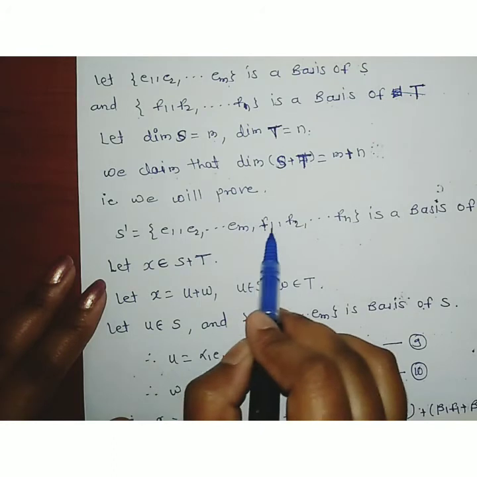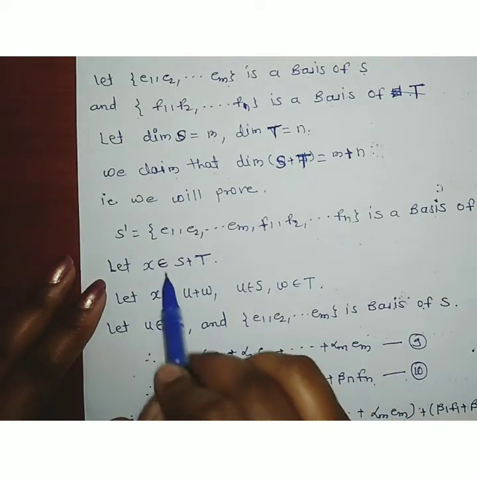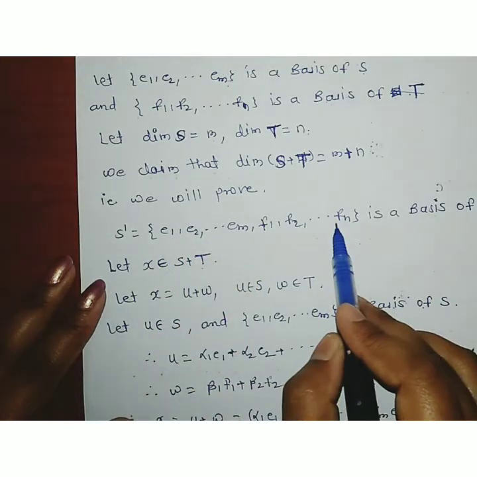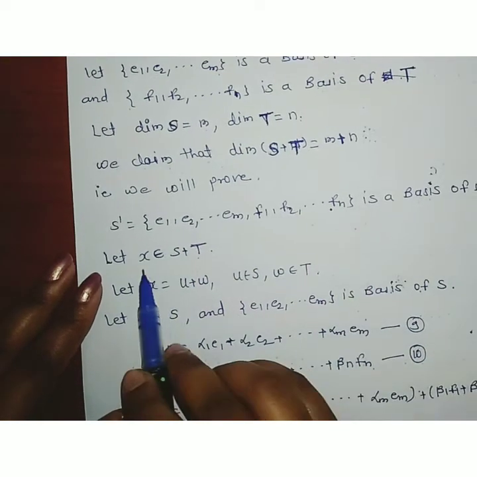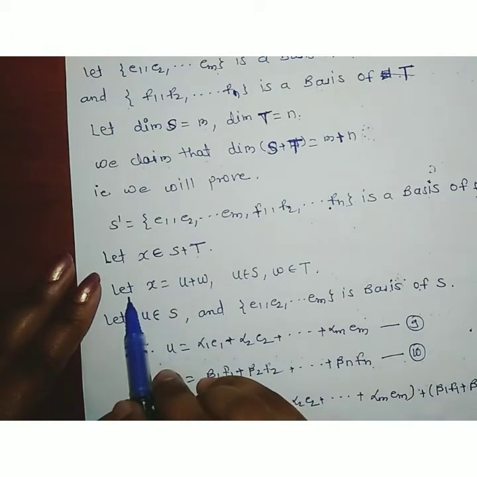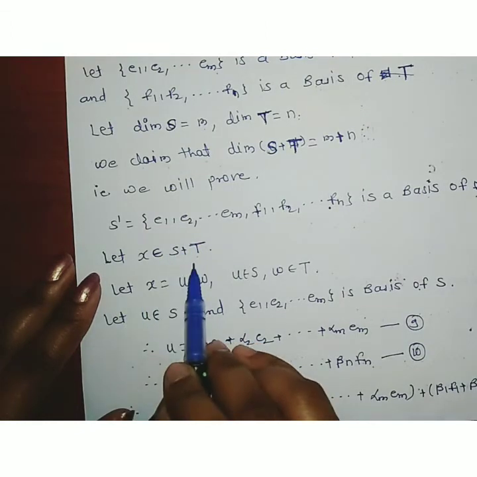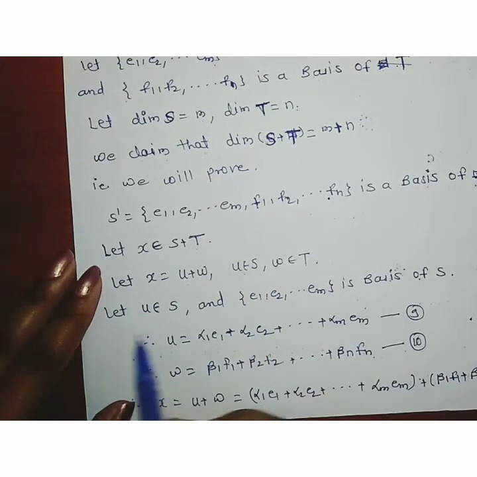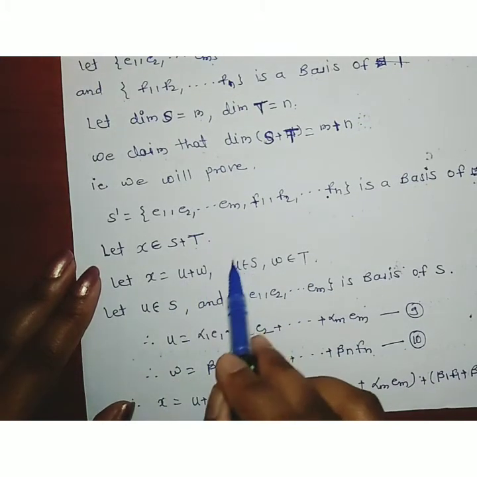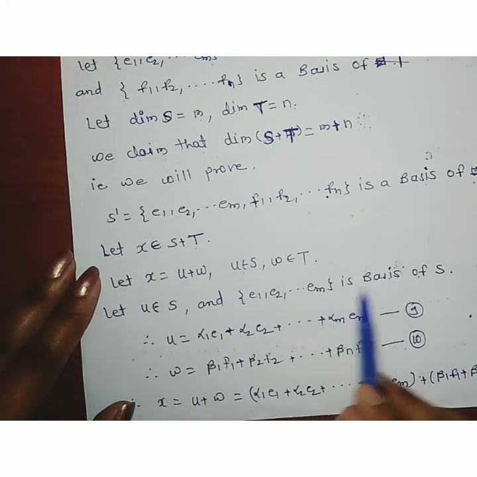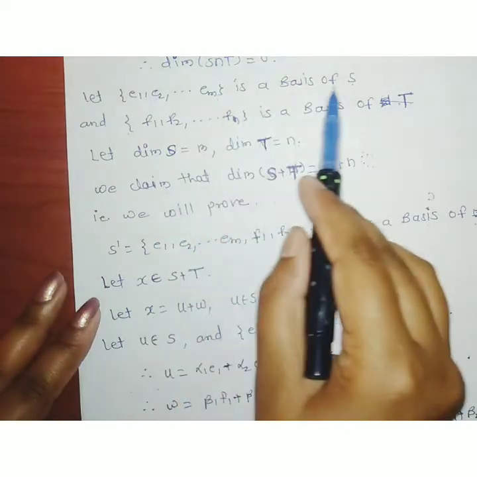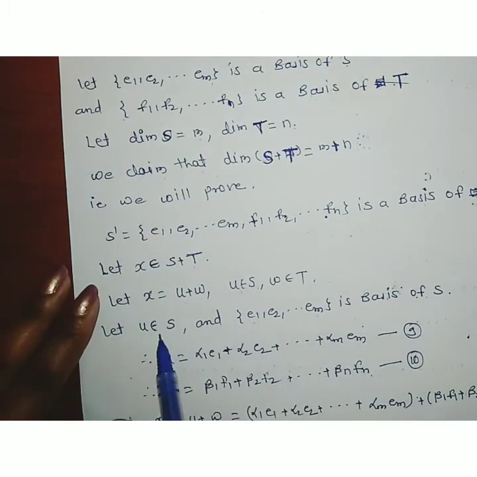For showing this set spans S plus T, we have to show that every arbitrary element X in S plus T can be expressed as a linear combination of these vectors. So consider X belongs to S plus T. Let X equal U plus W, for U belongs to S and W belongs to T. Now as U belongs to S, we know that E1, E2, Em is a basis for S.